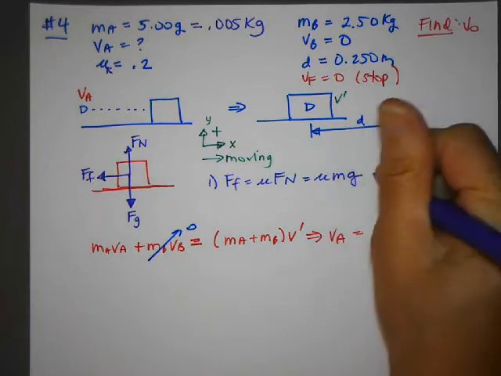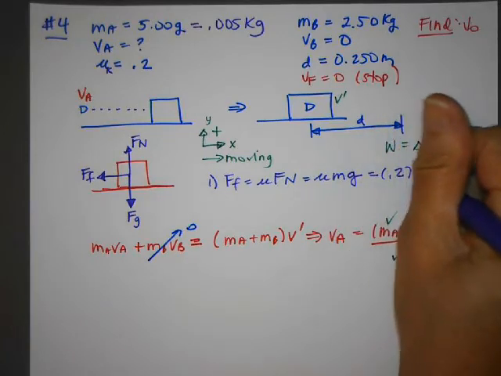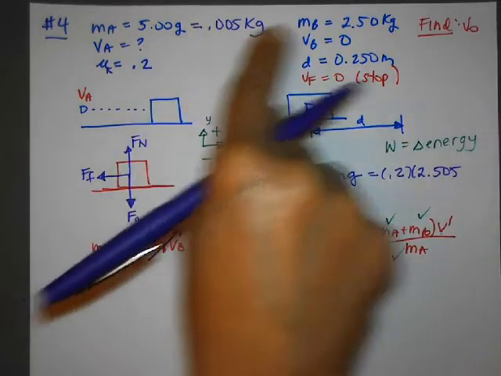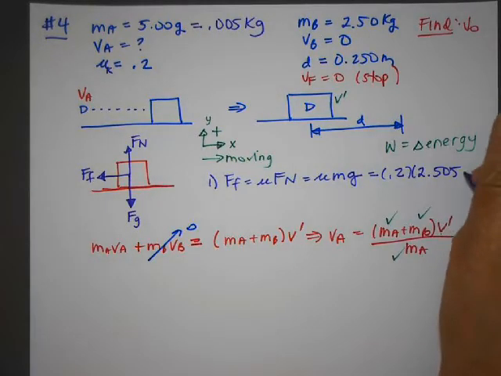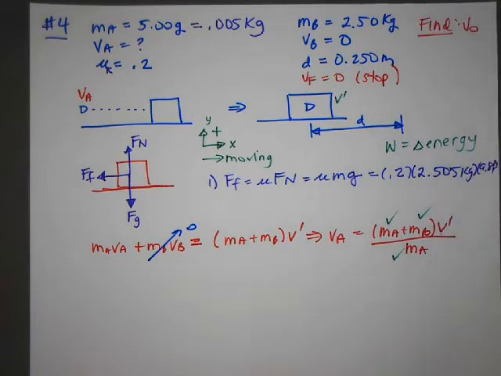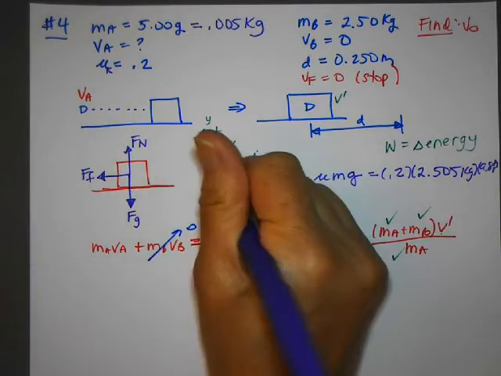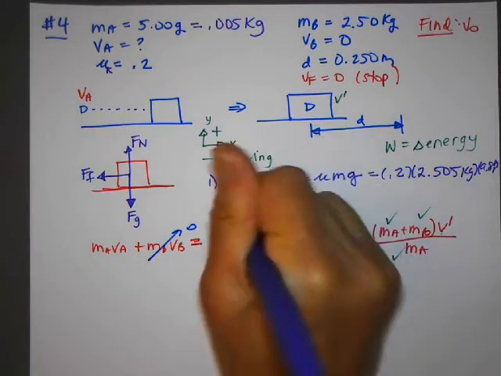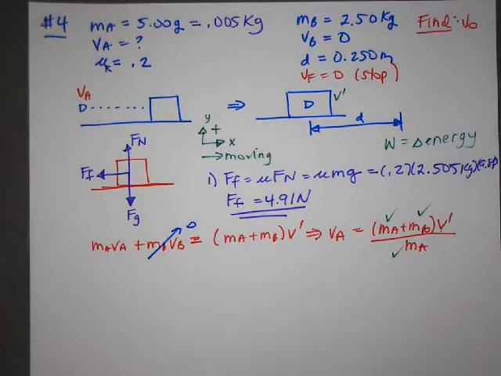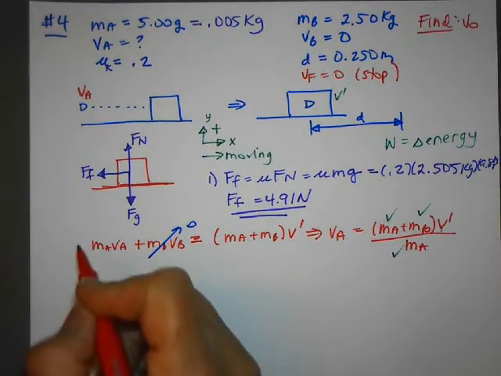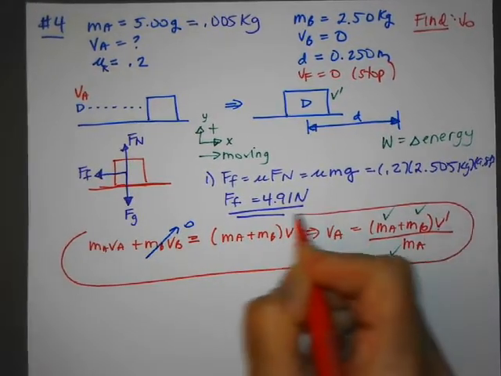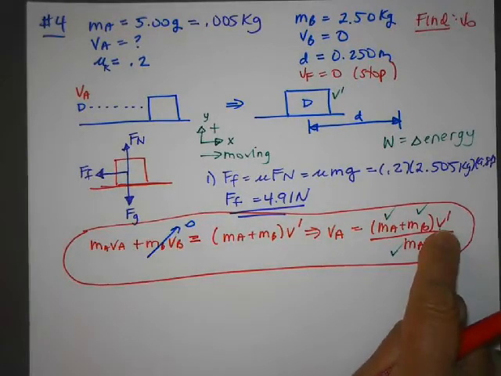All right, so that's going to be 0.2 times 2.505, I'm going to add these two masses together, kilograms times 9.8 meters per second squared. So when I do all that, the frictional force comes out to be 4.91 newtons. So that's step one, and we're going to come back to this later, once I find V prime.